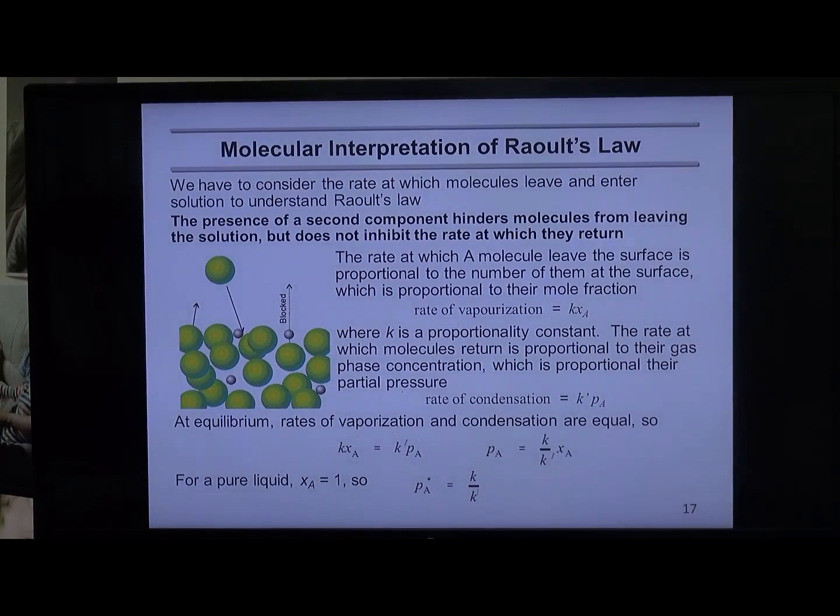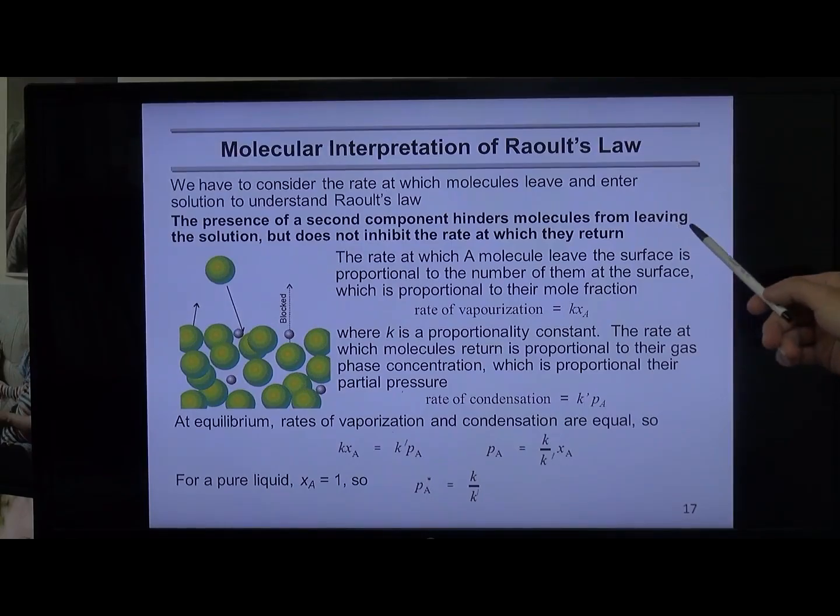Molecular interpretation of Raoult's law. From Raoult's law, PA is equal to XA PA star, which means that the partial vapor pressure of A in a mixture is lower than the vapor pressure of A in pure form, right? Because XA is a value between 0 and 1. The reason is very simple, as described here in bold.